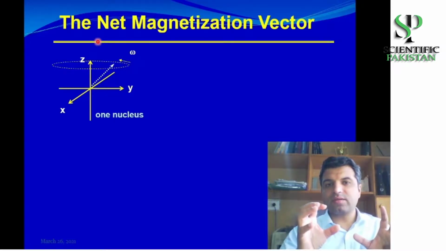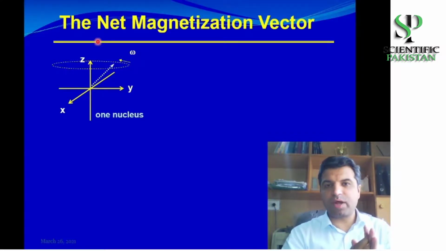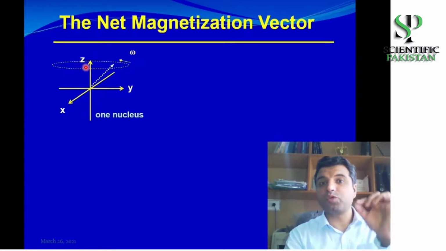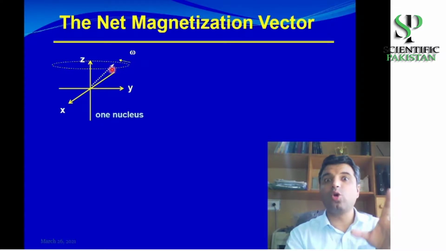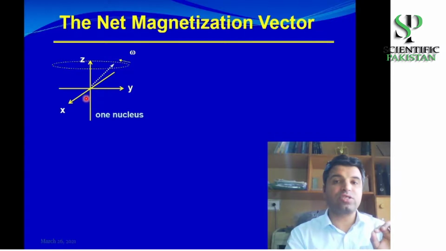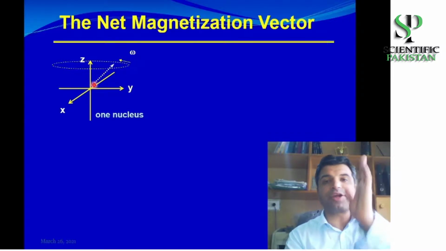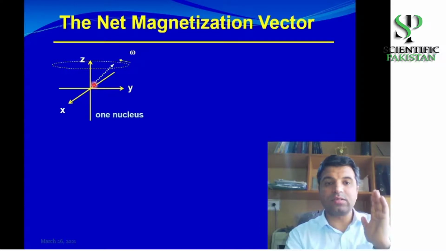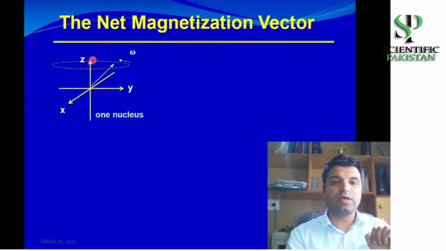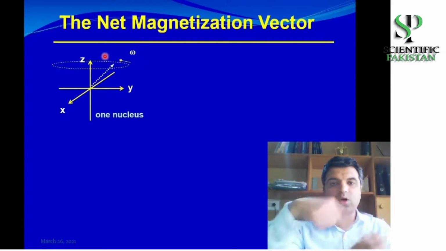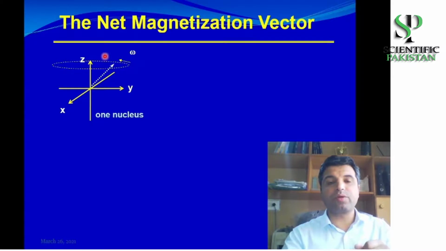So anything that is aligned along the direction of the applied magnetic field is in a lower energy state. And that is why we say that the z-axis is the equilibrium position for these nuclei. This is the lower energy state. So anything pointing up means pointing in the z-axis, right? This is the nucleus that is pointing in the z-axis, but at the same time it is going through this precessional movement with a particular frequency, which we call the Larmor frequency.